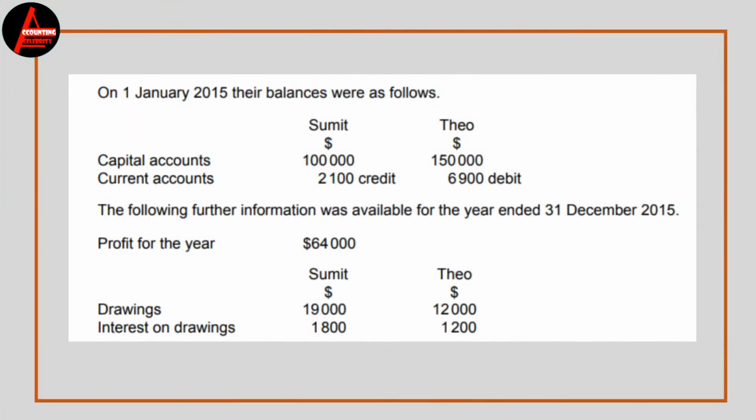Then what is written in the question? The following further information was available for the year ended 31st December 2015. Profit for the year was $64,000. This is already taken in the appropriation account. Drawings are given: Sumit is $19,000 and Dio is $12,000. Thinking about Dio, we'll take this amount. Then interest on drawings is also given: Sumit is $1,800 and Dio is $1,200.